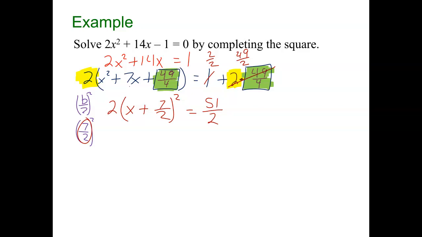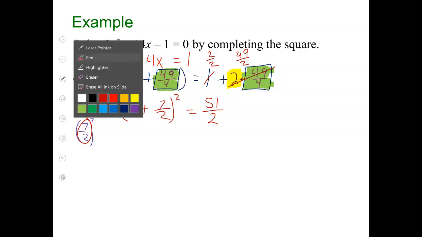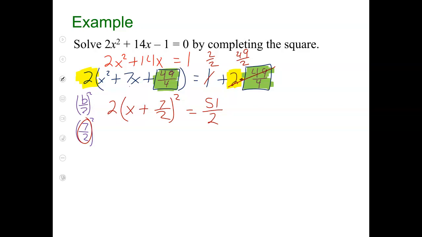Okay, now I just have to do one more thing before I can apply my square root property. Before I can square root, whatever is being squared has to be by itself. Divide by 2. Now I have that leading coefficient, so I need to divide by 2. Okay? X plus 7 over 2 squared equals 51 over 4.